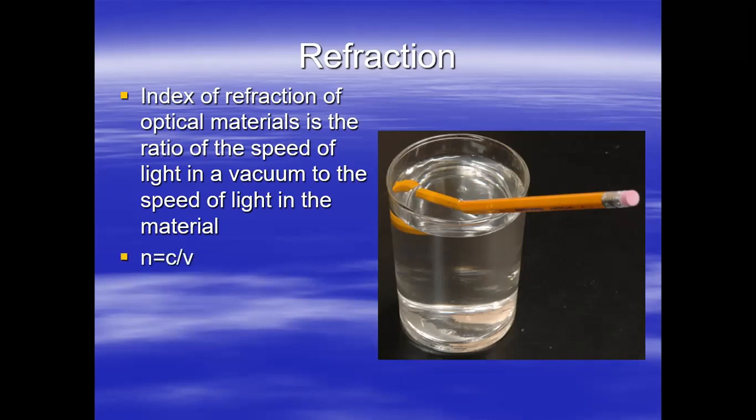So the index of refraction, n, is just the ratio of the speed of light in vacuum, which is 3 times 10 to the 8th, to the speed of light in the material, whatever we determine that is. And the larger that number is, the slower light goes in the material. The index of refraction of air is pretty much 1. It's like 1.0003. So we'll use it to be 1.